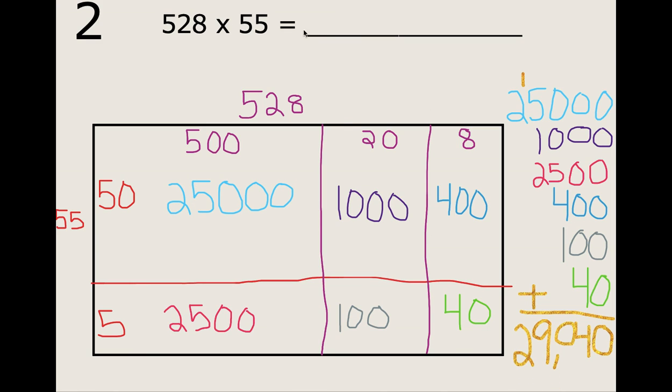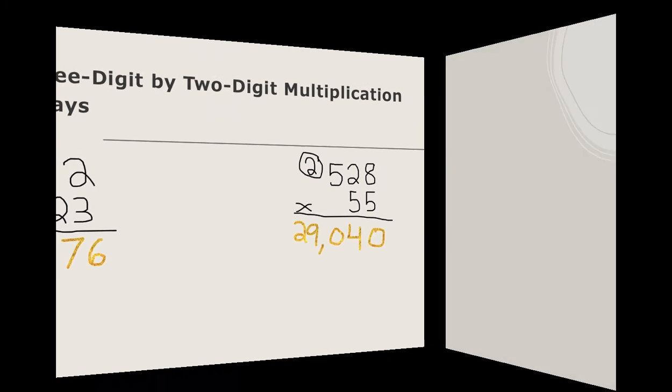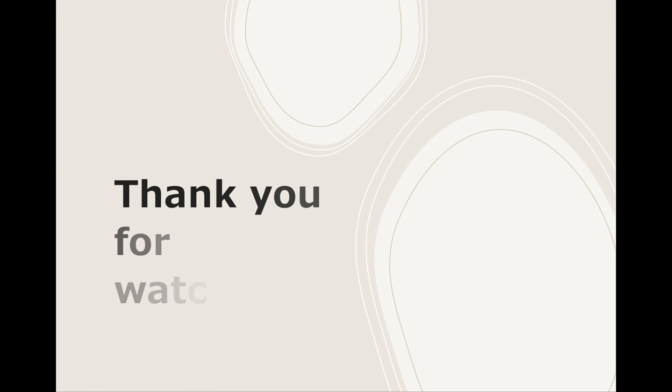And then I'm going to put my product up here, which is 29,040. Alright, so last thing, I'm going to put the product of 528 times 55 right here, which is 29,040. And we are done.